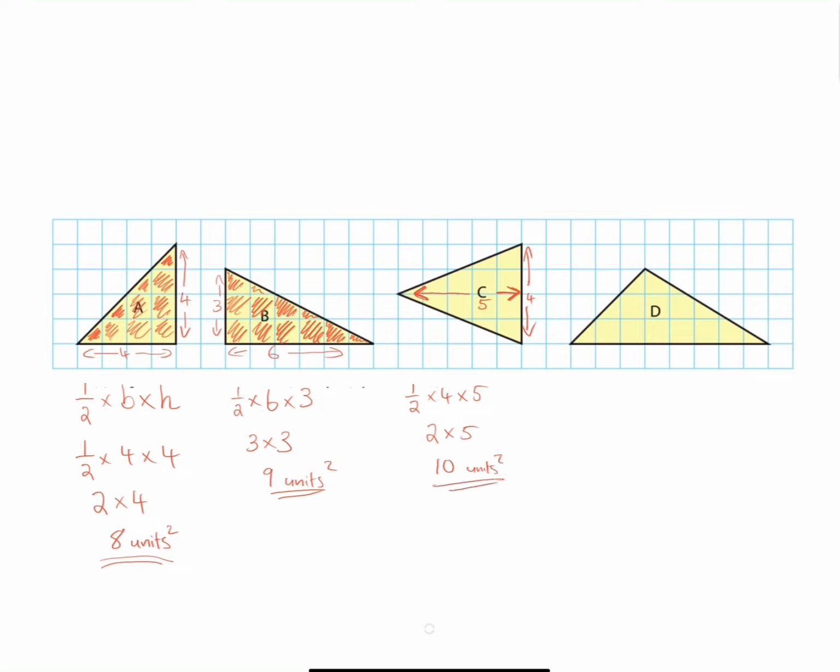And then D, our last one here, the height is from here to here, and the base is from here all the way across to here. So let's see the height. The height is 3, and the base is 1, 2, 3, 4, 5, 6, 7, 8. So it's a half multiplied by 8 multiplied by 3. So a half multiplied by 8 is 4, multiplied by 3 is 12 units squared.